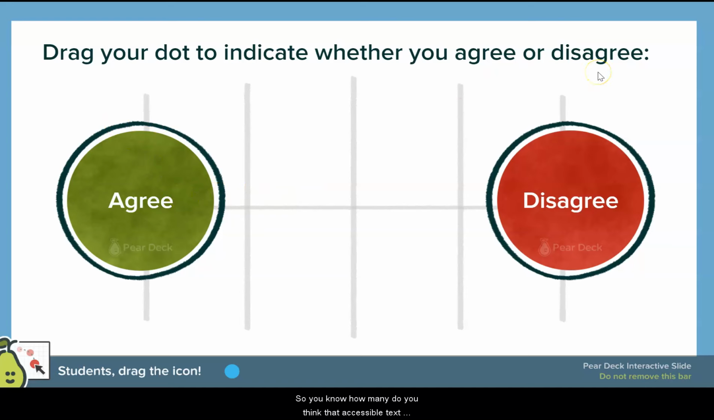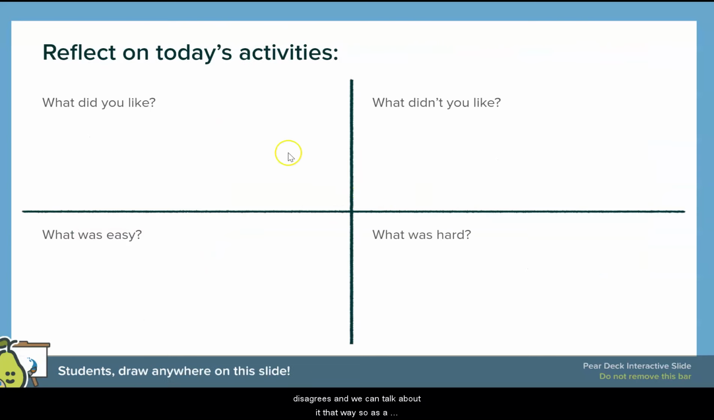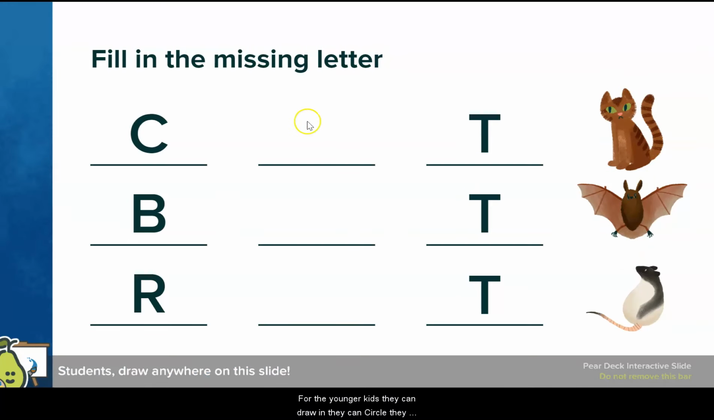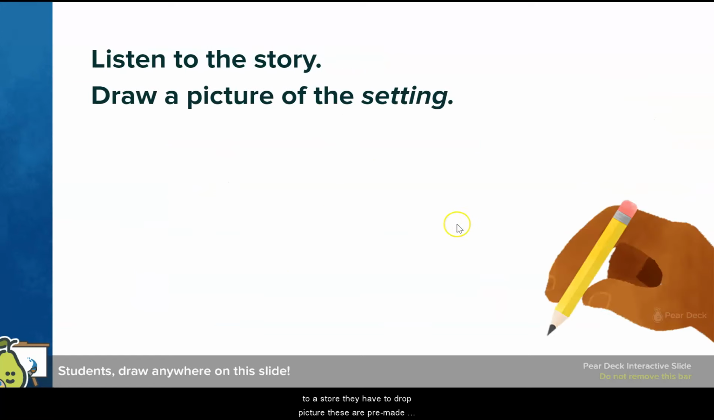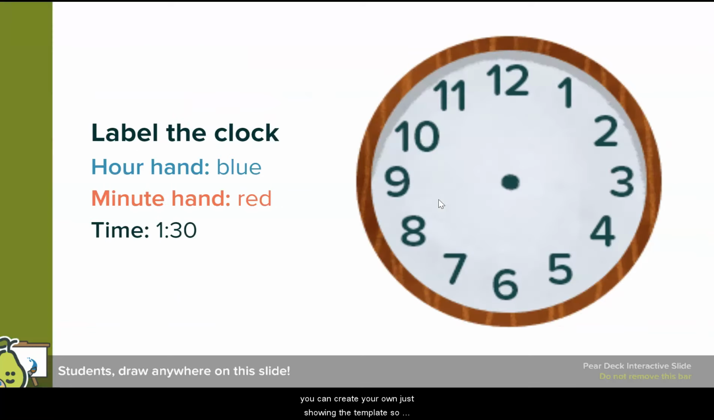So, how many of you think that accessible text is important? I could then check and see where all would agree, or maybe there's a few disagrees, and we could talk about it that way. It also has a reflection activity. For the younger kids, they can draw in, they can circle, there's a lot of different ways. We can listen to a story, and they have to draw a picture. And these are pre-made, you can create your own. I was just showing the template.